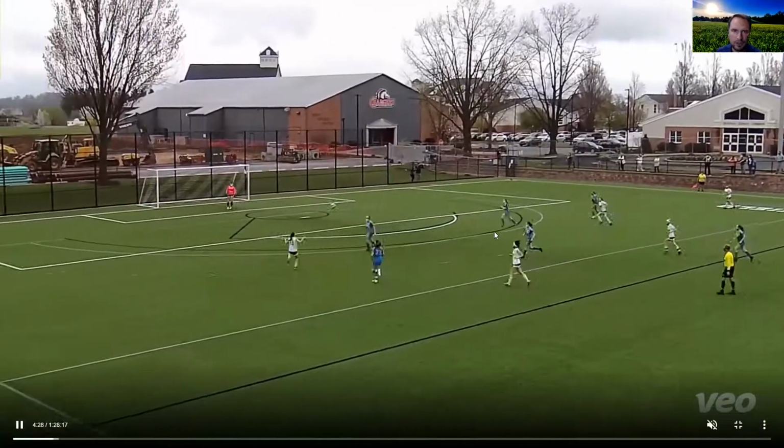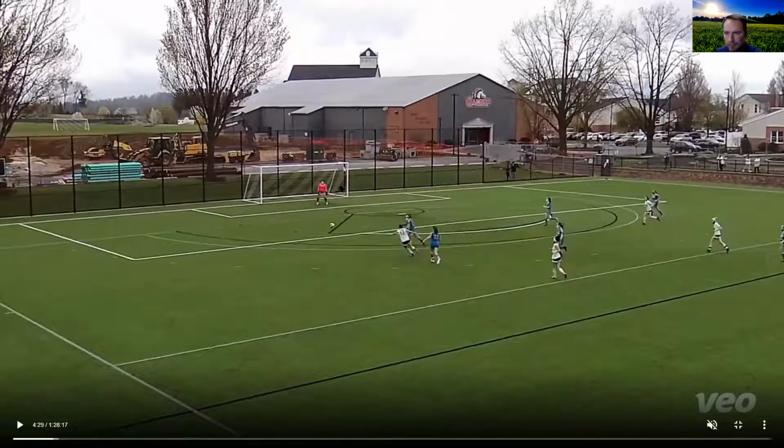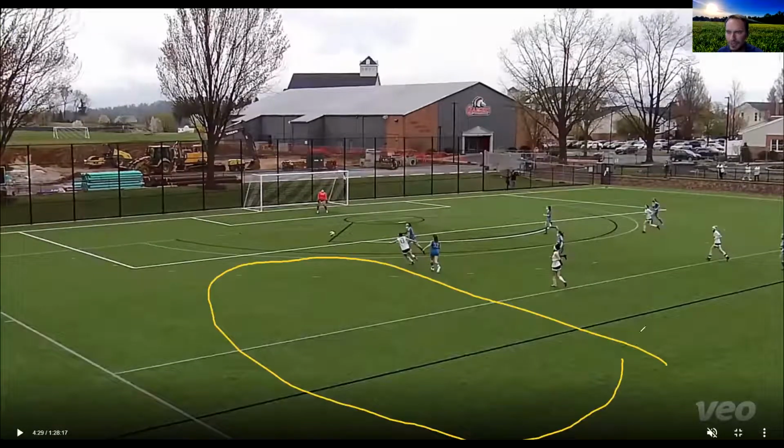The ball goes to the far side. Now she misplays the ball, I don't care about that, but they're playing to the weak side. Where's the space, people? Where's the space? It's on the weak side. They're trying to utilize it. They recognize that they're getting the ball there. And 13 does a really nice job of staying out in this area.